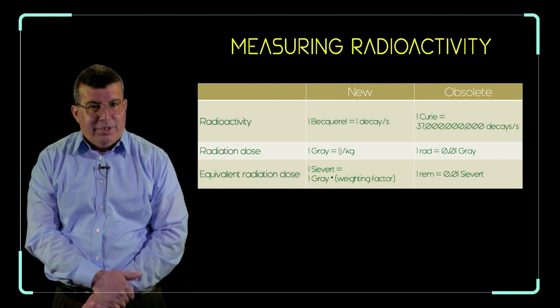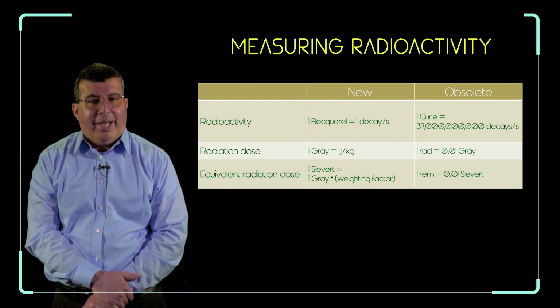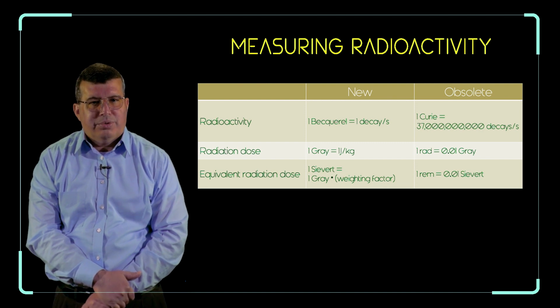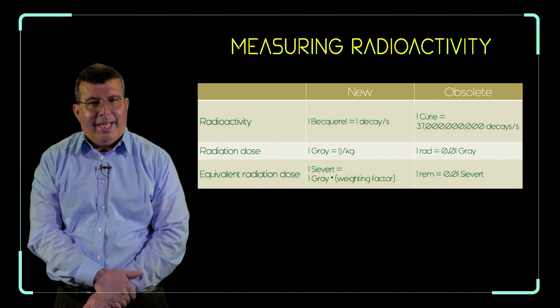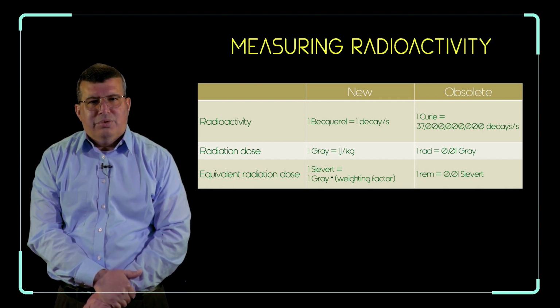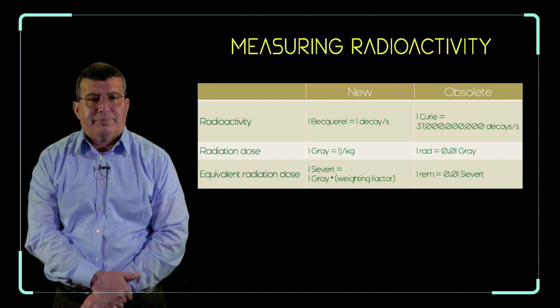The obsolete unit that you might still see around is the rad. So a rad is 1/100th of a gray. So that's radiation dose. Radiation dose is 1 gray is 1 joule per kilogram, and the old rad is 1/100th of that. Now, the gray is used often in medical contexts, medical research contexts.